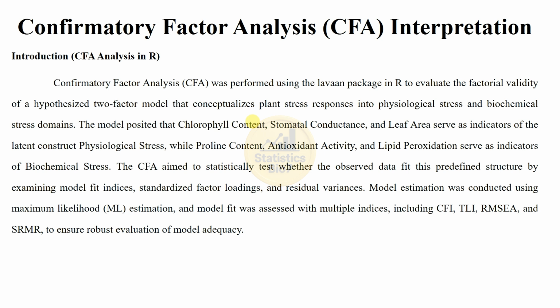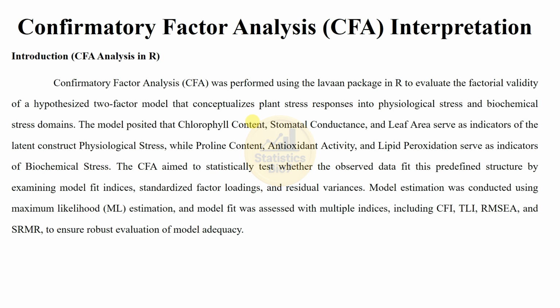Now our discussion topic is confirmatory factor analysis interpretations. How to analyze confirmatory factor analysis in RStudio, that video is already published on our channel. The video link is mentioned in this video description box. So, this continues the interpretation of confirmatory factor analysis.